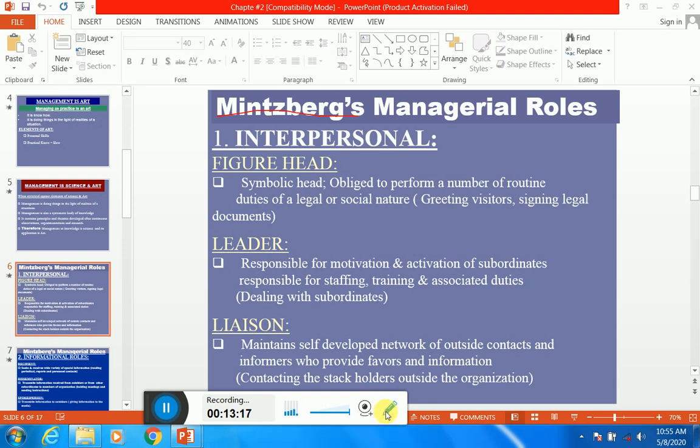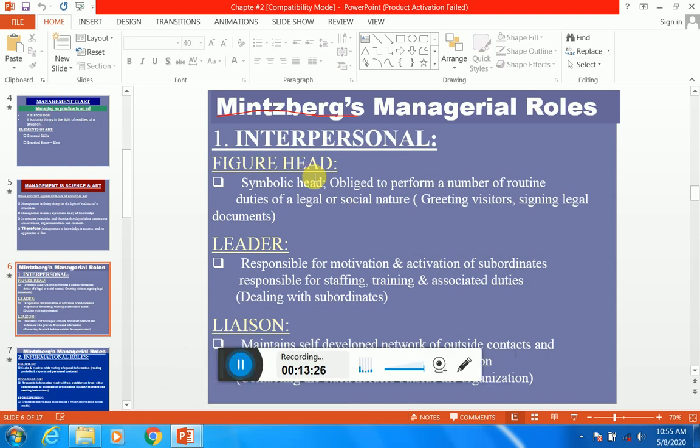Now let me explain one by one in detail. Let's start from the first, that is figurehead. What is figurehead? Figurehead, simply stated, is a symbolic head obliged to perform a number of routine duties of a legal or social nature. It simply means that a figurehead performs social and legal duties and acts as a symbolic leader. Examples are greeting visitors, signing legal documents, attending ribbon cutting ceremonies, and so many others.